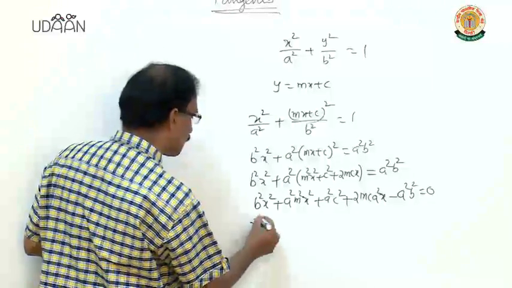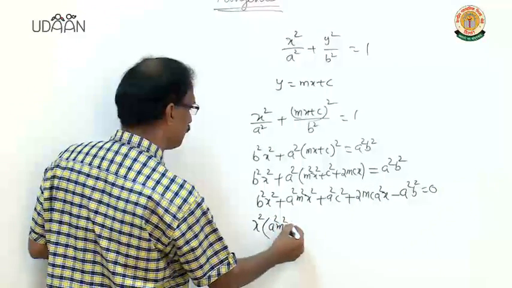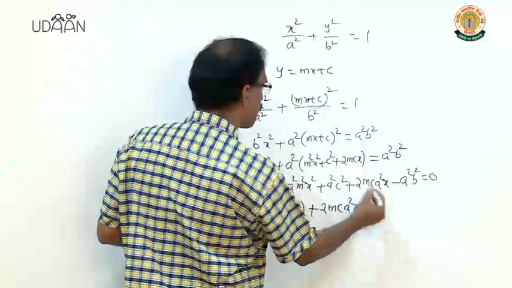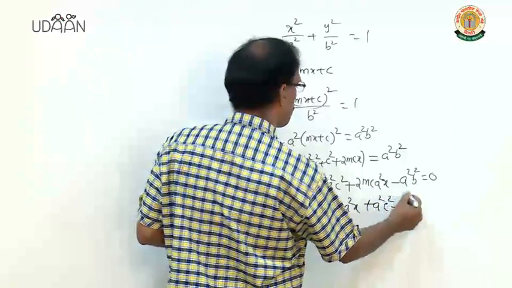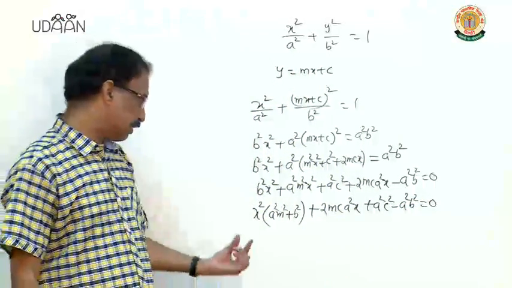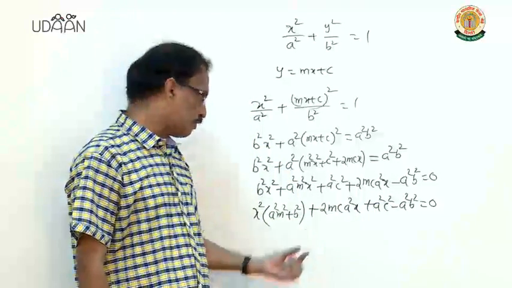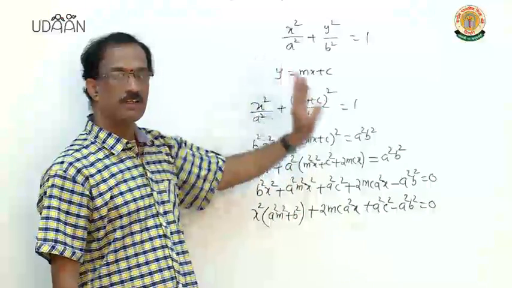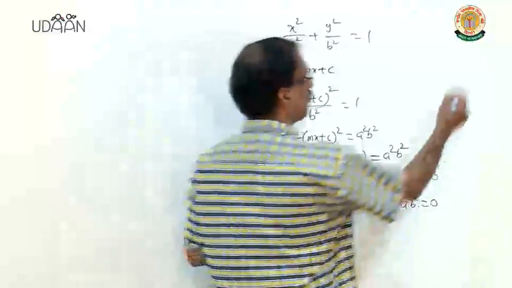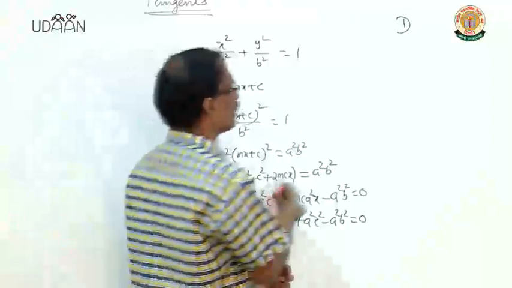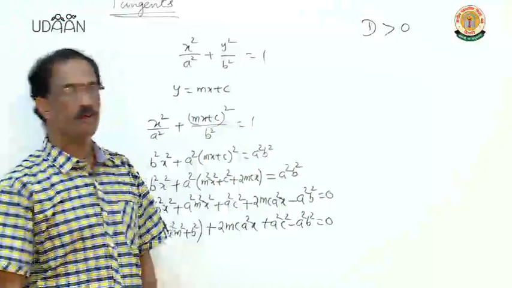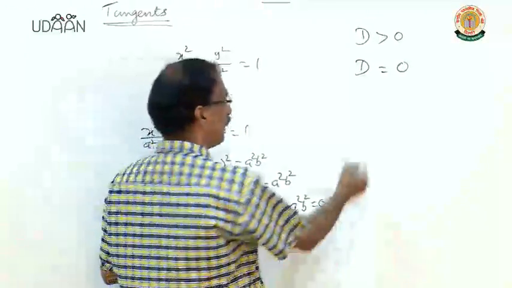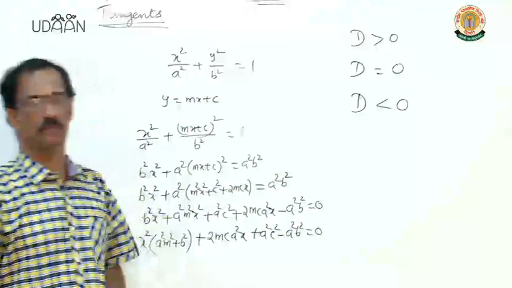Now from this you take x square into (a square m square plus b square), that is grouping, plus 2mc a square x plus a square c square minus a square b square equal to 0. So this is quadratic in x. So now we have to check whether this line is intersecting or not intersecting or it is touching. So for that what we have to see, if D, its discriminant, is greater than 0, and D equal to 0, what it will give us, and D less than 0 means where it will give, that we have to see.